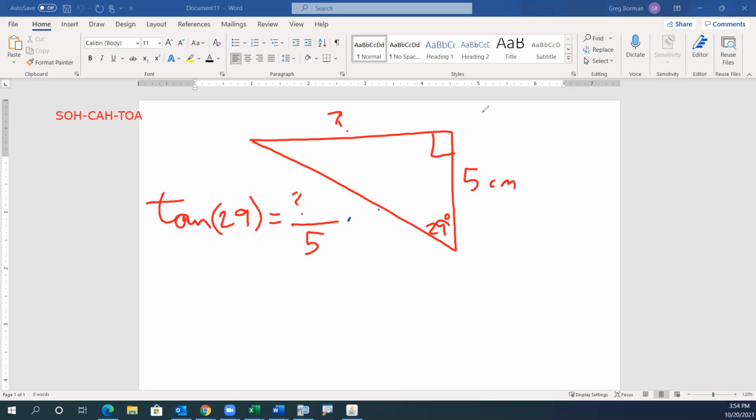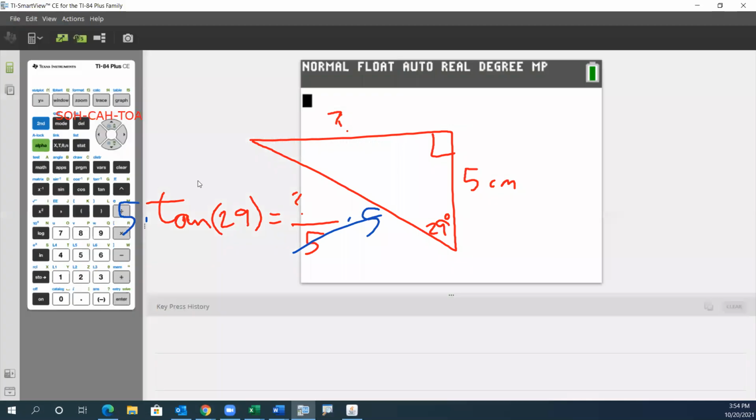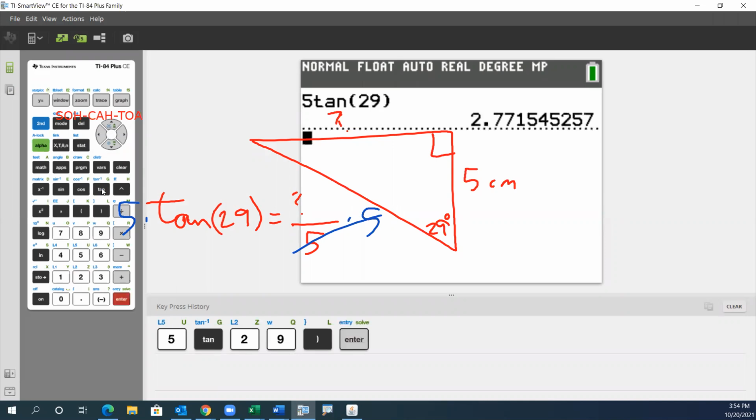So I multiply by the denominator, those cancel, and now I'm ready to go to my calculator and say 5 times tangent of 29 is going to be only 2.7 centimeters, or 2.8 centimeters. 2.8 centimeters, that's our guy. And that's basically how you do this stuff, okay?